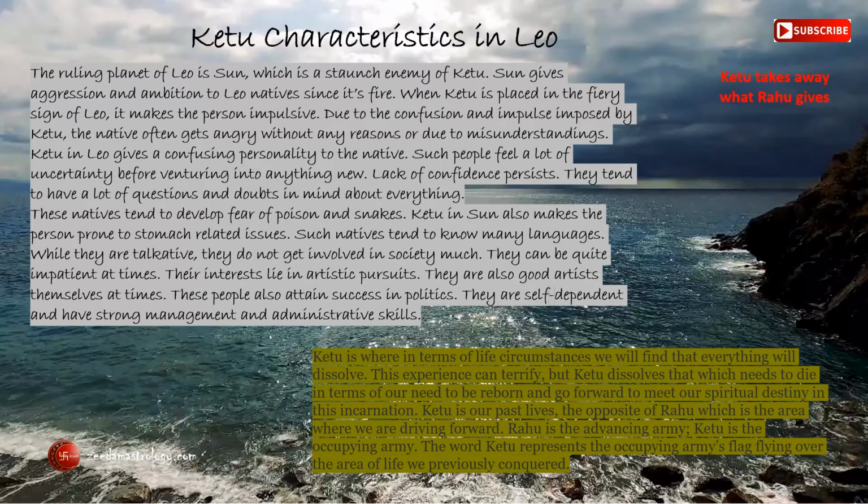And at the end of the day, because of Magha and Leo and that throne room, that authority and that leadership, you can be very successful in politics, and you are self-dependent, and you have strong management and administrative skills. So these are some of the characteristics in Leo that Ketu brings to us, so that we can thrive in that throne room, because we have the skills to manage that throne room. And so let us manage that throne room to the best of our ability in a very spiritual way.